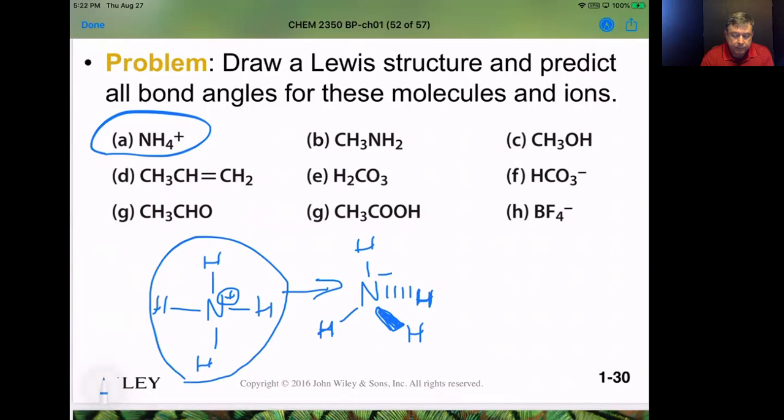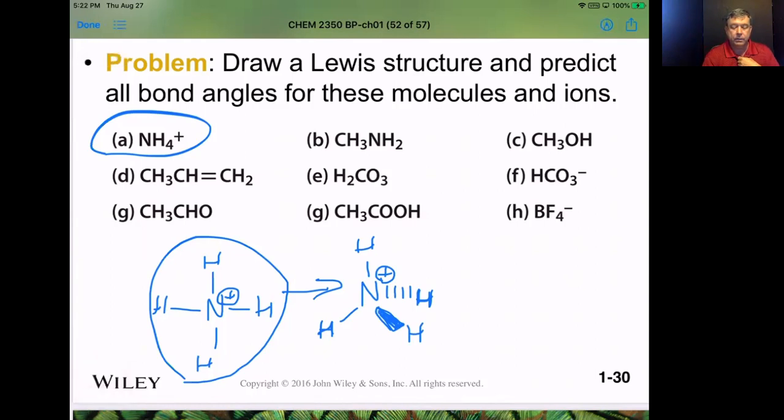Let's not forget our positive charge here. So that is how we take our valid Lewis dot structure and convert it into a physical molecular structure in 3 dimensions. Does that make sense so far? Okay, all right, let's do another one.